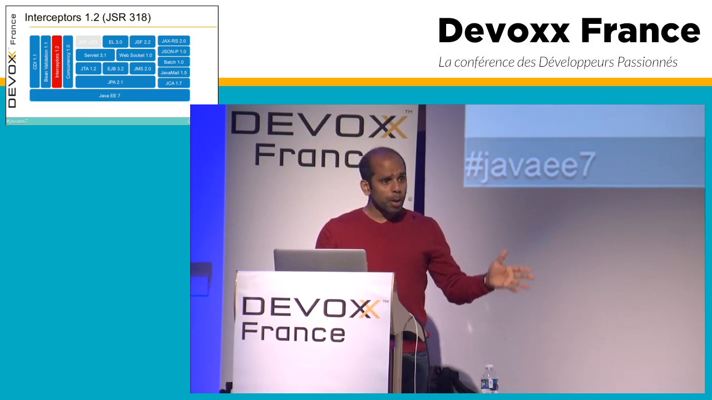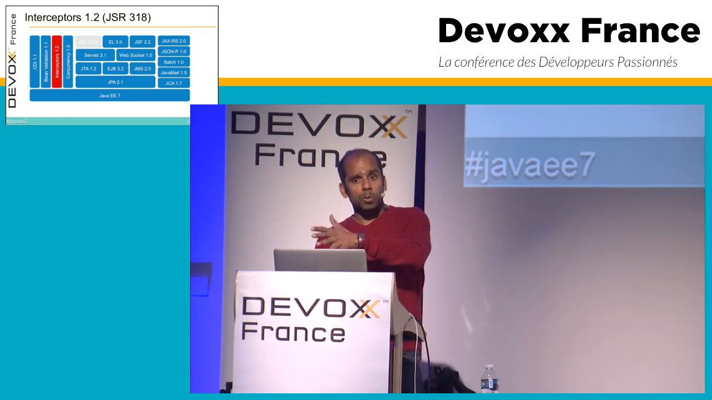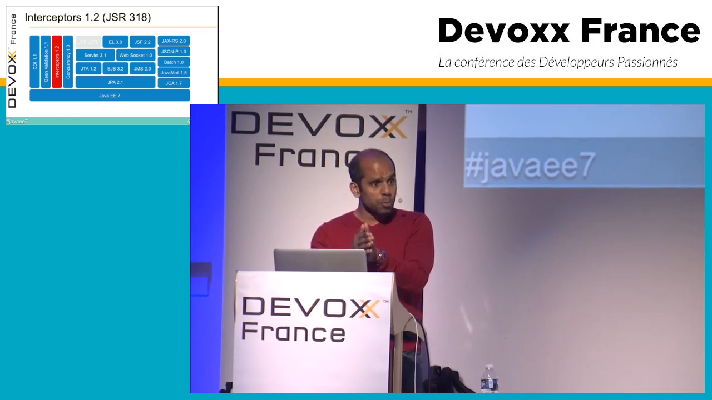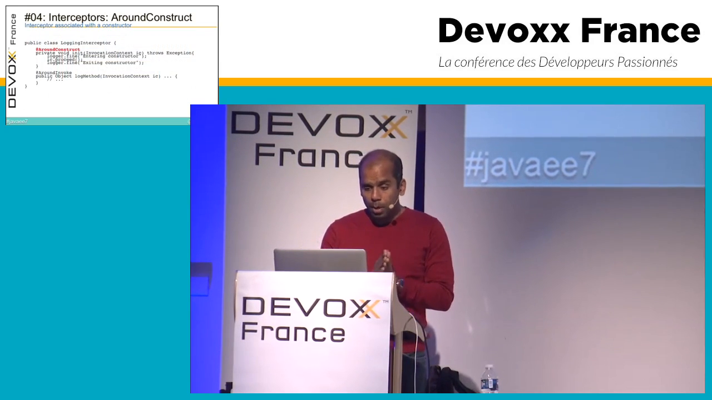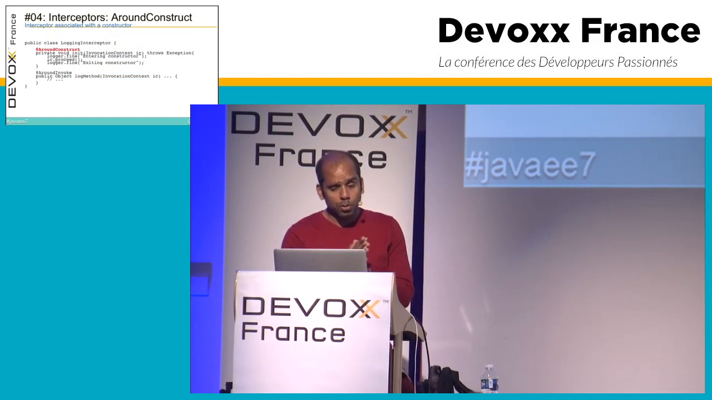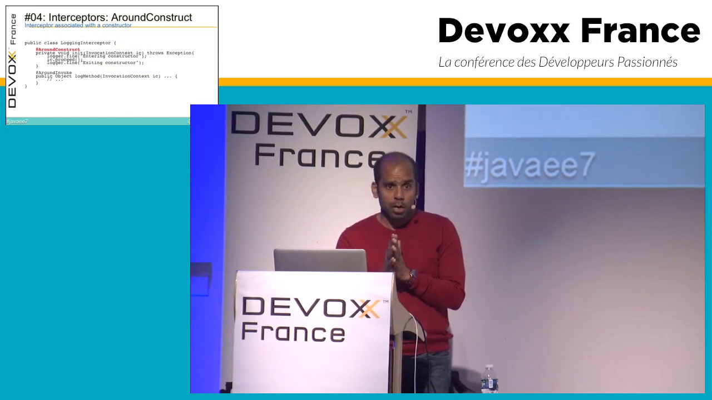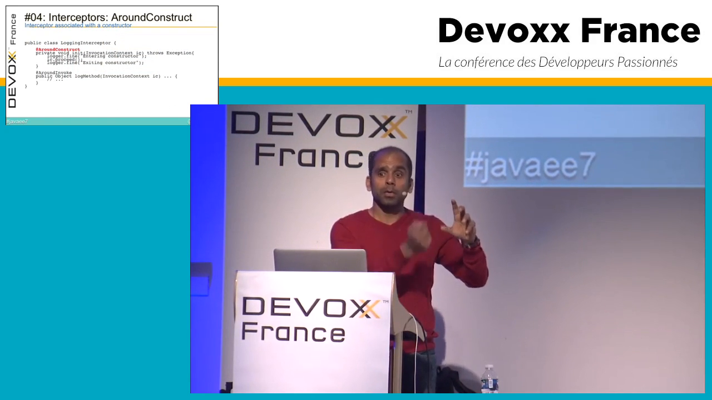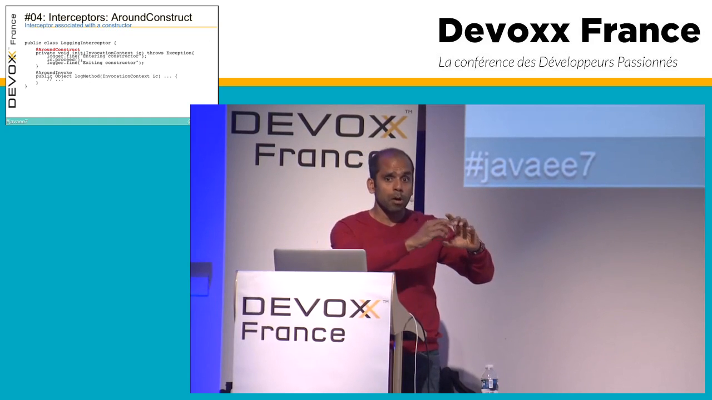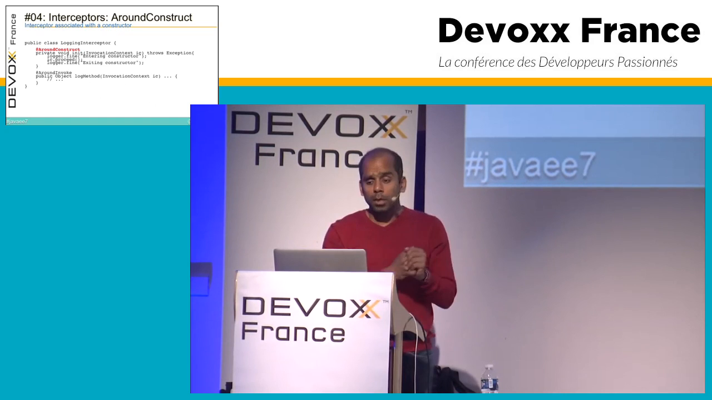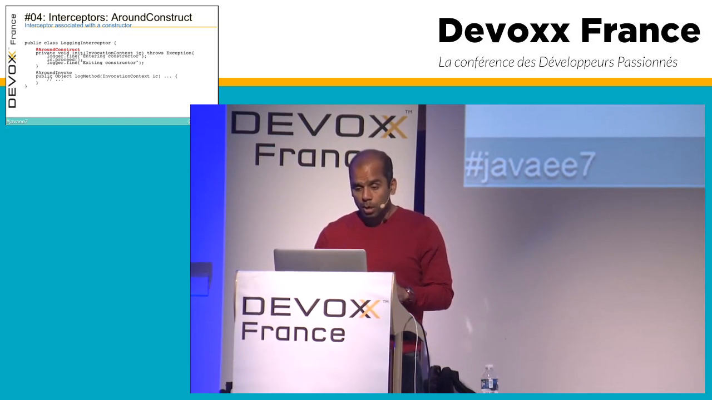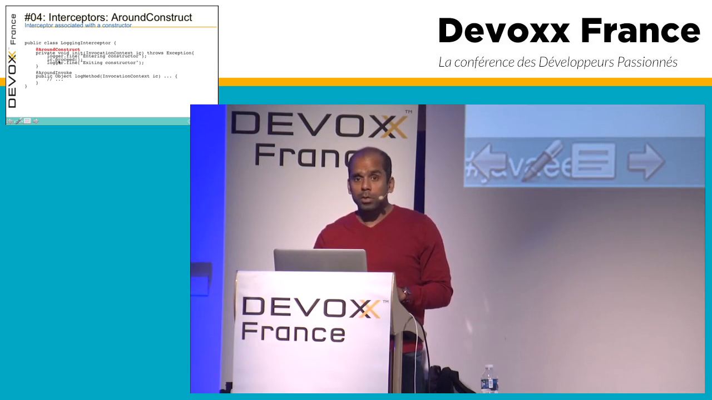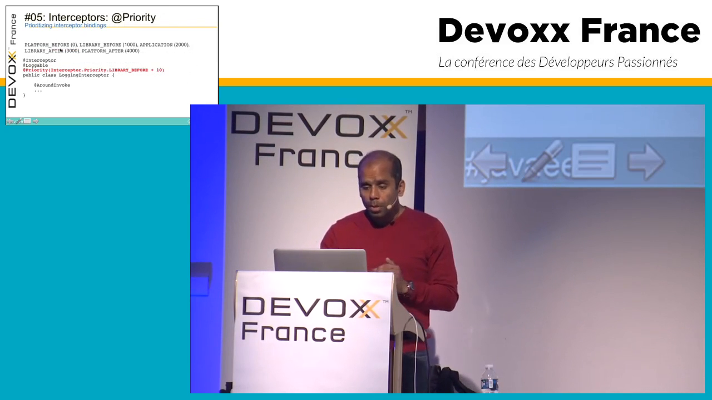JSR 318. As part of Java EE 6, we took Interceptors 1.1 out of EJBs. They were only available in EJBs earlier, but in Java EE 6, we took Interceptors out. Now they're a lot more widely applicable. What we added in Interceptors 1.2 was the @AroundConstruct annotation. Earlier you could say, oh, call this method around the methods. Like when in a POJO, a method is being called, call this method before or after the method. Now you can do the same with constructors as well, literally by putting the annotation called @AroundConstruct in your interceptor. Something else we added to interceptors was priority.